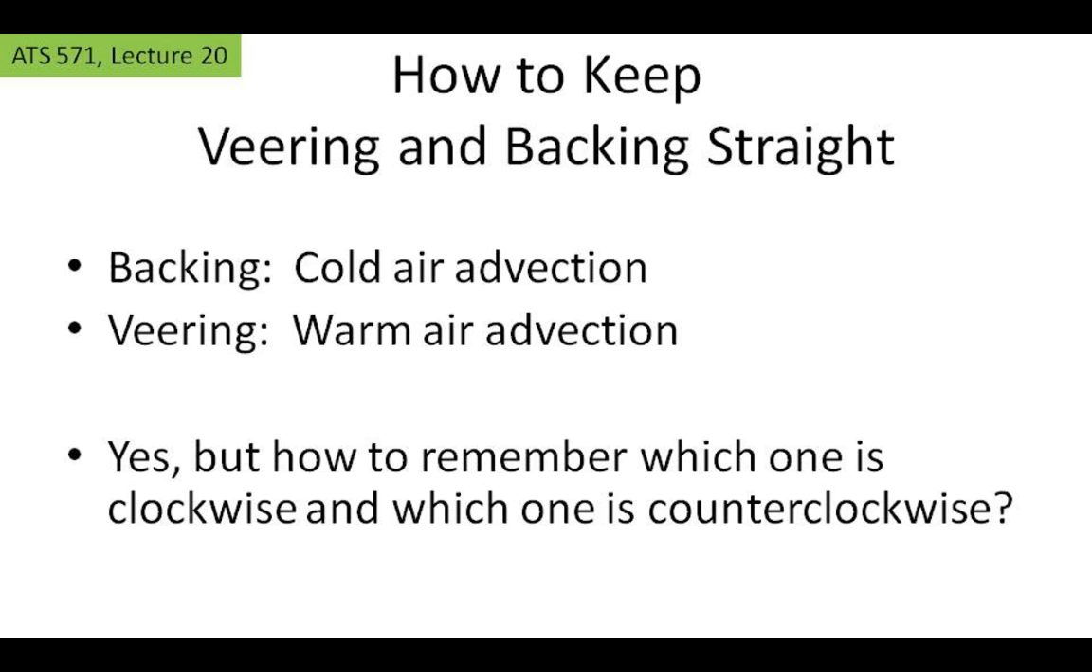How do you keep it straight? How do you remember which one is veering and which one is backing? Well, the names are kind of easy to keep straight. Backing is cold air advection and veering is warm air advection. Notice how B is right next to C in the alphabet, so backing, cold air advection. V and W are near each other in the alphabet, so veering, warm air advection. So that part is kind of easy to keep track of. It's keeping track of which one is clockwise and which one is counterclockwise that I have trouble with. Here's how I remember it.